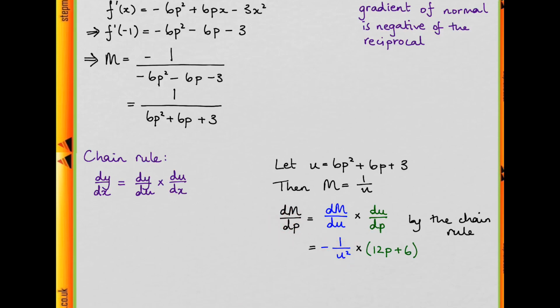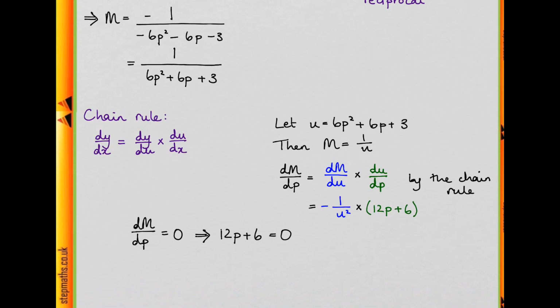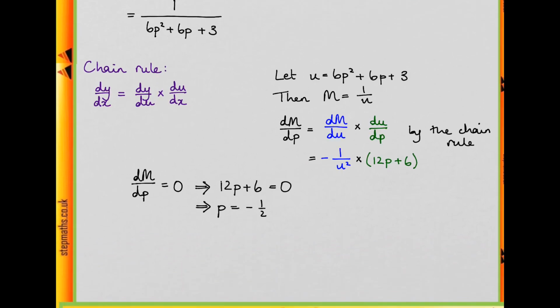And now for this derivative of m to be equal to 0, well, minus 1 over u squared is never going to be 0, so for dm/dp to be 0, we're going to want 12p plus 6 to be 0. And so rearranging this for p, we get that p is equal to minus a half.